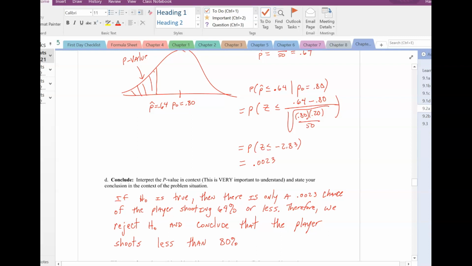If we're basing this off of our typical alpha level of 5%, we're clearly below 5%. This is statistically significant. It's very, very small. And we're going to reject the null hypothesis. Our conclusion here is that we have evidence to support the fact that the player actually shoots less than 80%.